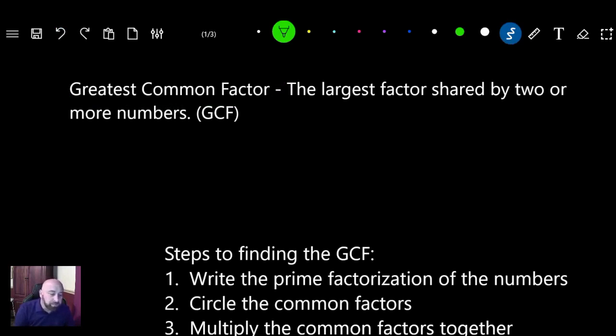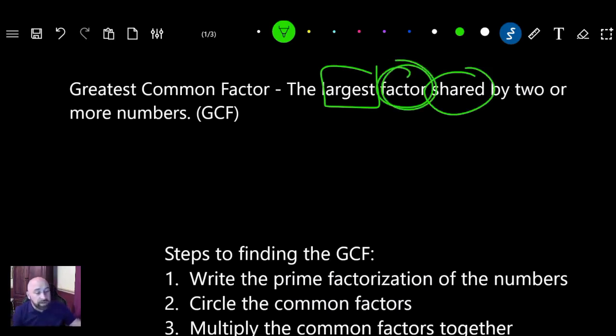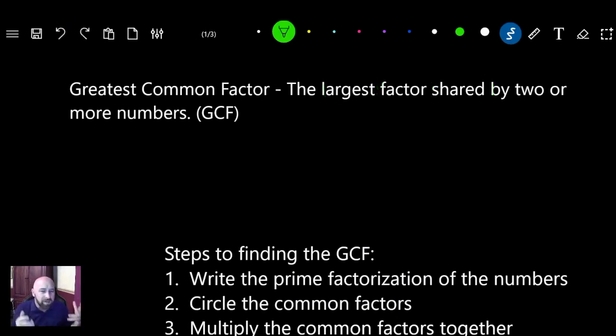What does that mean? Well, let's take it piece by piece. What is the greatest? Well, the greatest is the biggest or the largest. What is common? Common means same. So largest shared or same factor. Okay, so there's the three words. Greatest common factor, the largest shared factor. What does that mean? Well, let's first of all talk about the steps, and then we'll talk about what it looks like, and then hopefully you'll make some sense of it.